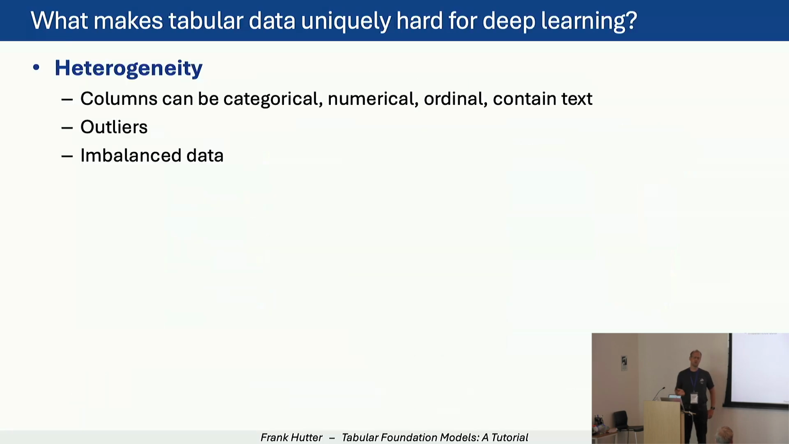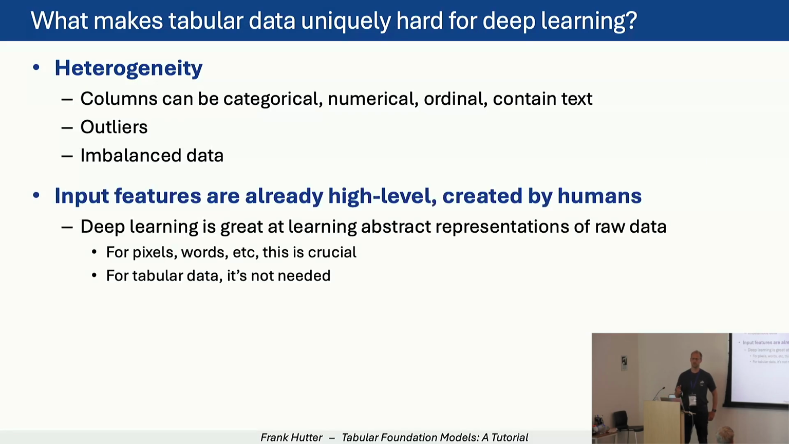All right, why did deep learning not crack tabular data much earlier? Well, one thing is you have heterogeneous data. So columns can be categorical or numerical or ordinal. They can also contain text. There's outliers, imbalance in your data. Then you have input features that are already high level, so they are created by humans. Like, I don't know, for this banking data, this is the customer's age and this is their income. And so there are high level features, which is very different than text, where there's just a word, or then especially vision, there's just pixels.